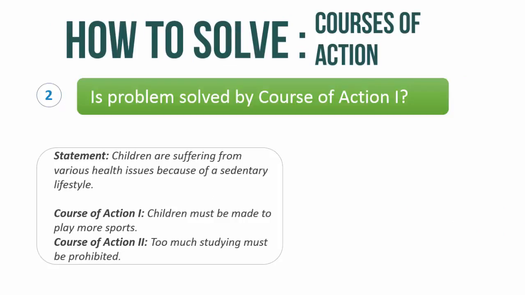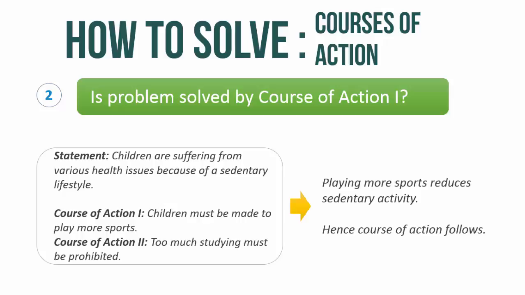The second step is to see whether the problem that we just identified is easily solved by the course of action number 1. Course of action 1 says children must be made to play more sports. So does playing more sports solve the issue of a sedentary lifestyle? Yes, it does. Playing more sports reduces sedentary activity because it gets the children to get up and go about and move. Hence, this course of action follows the statement.